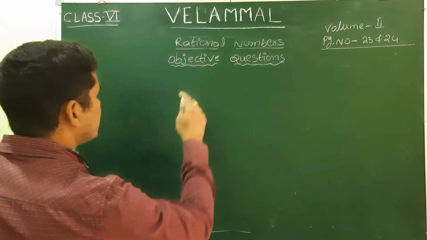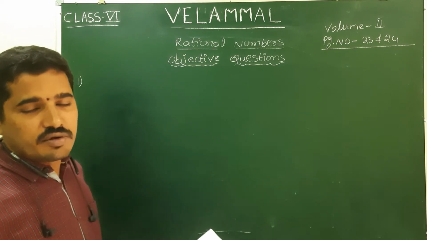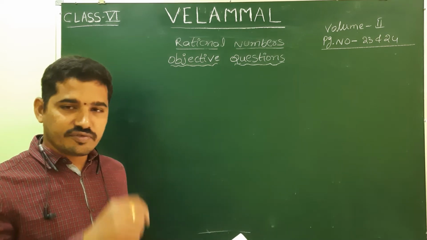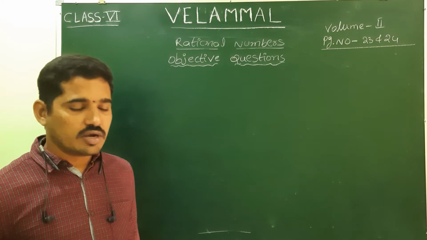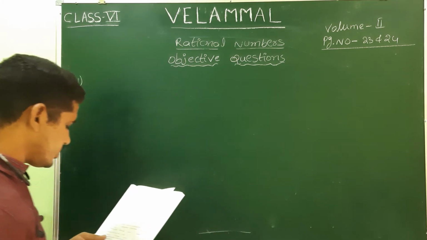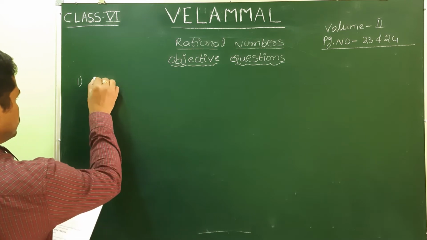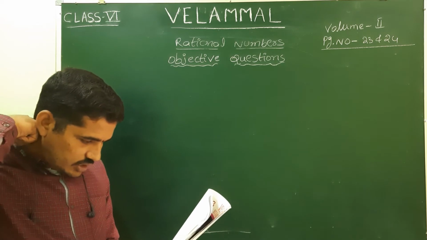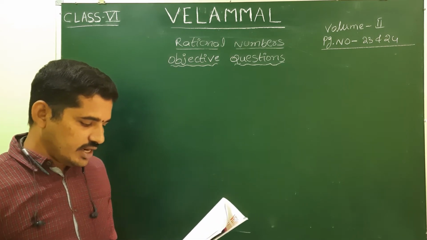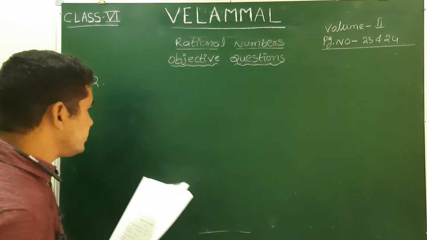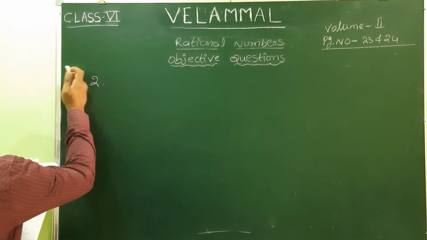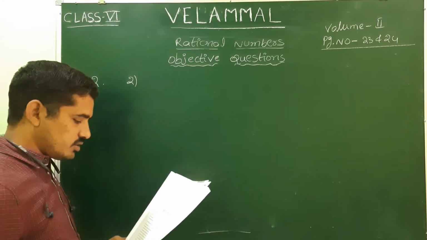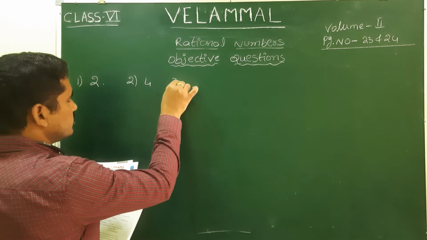Already when we were discussing the rational number concept, a number which is in the form of p by q, that is in the form of a fraction, where the denominator should not be equal to 0, is called a rational number. So directly for this we can take the answer as the second option. For the first question we can take the second option. Second one, every integer is, this concept also we explained. Every integer is a rational number.